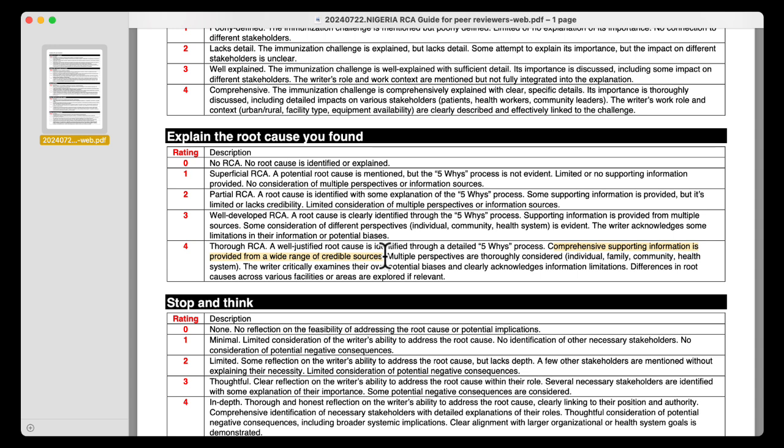So ask yourself, have I done this? If you haven't, go back and you can improve it. Multiple perspectives are thoroughly considered: individual, family, community, health system. The writer critically examines their own potential biases and clearly acknowledges information limitations. That differences in root causes across various facilities or areas are explored if relevant.